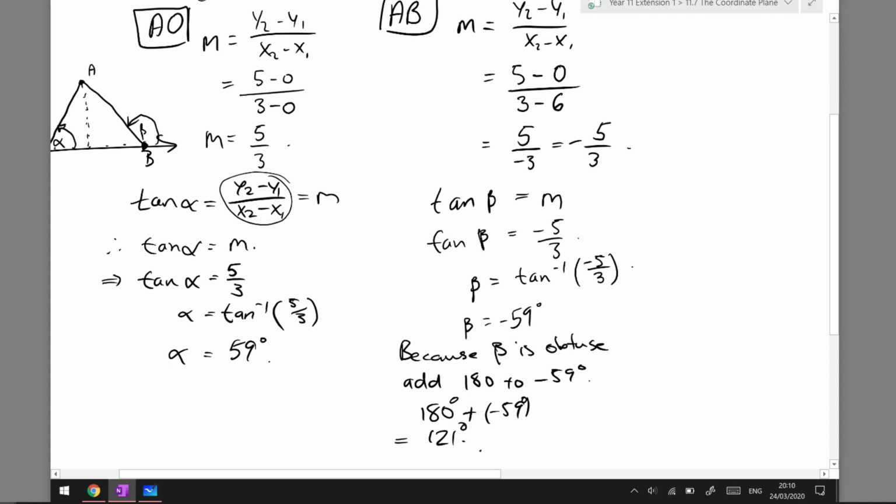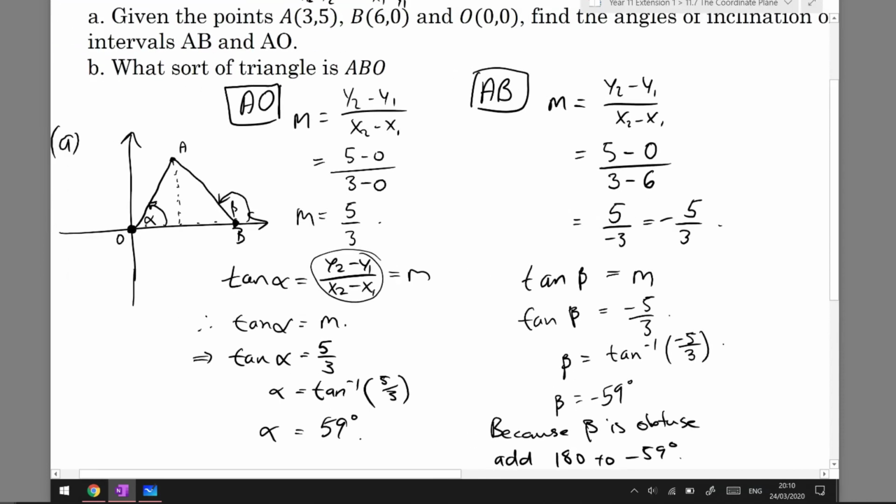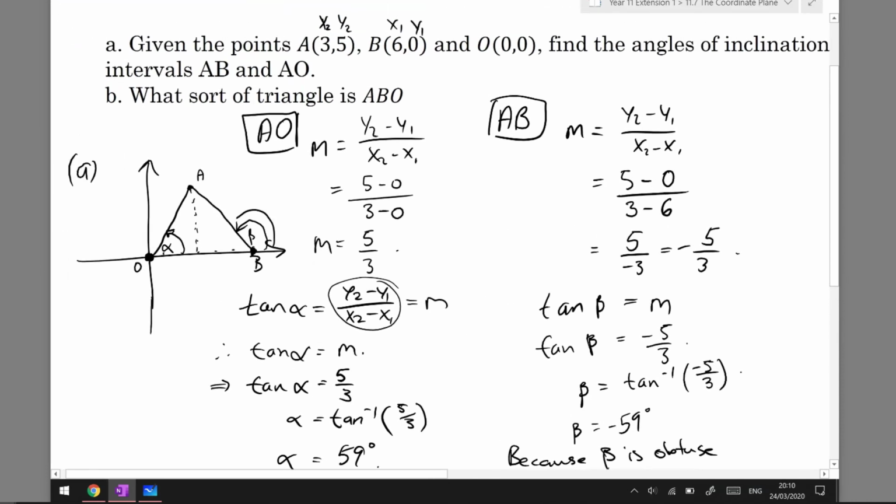Anyway, so angle beta is equal to 121 degrees. So that's the outside, so that's the angle of inclination. So we know it's obtuse because it's the outside one. So back over here on our picture, that's the one that I need to do.